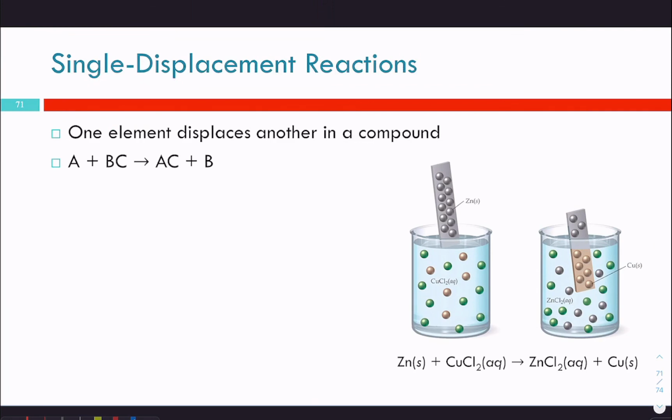Then for single displacement reaction, we'll talk about this a little bit more in terms of redox reactions. You have A plus BC. In this case, zinc plus copper chloride. And then you get AC plus B on the other side: zinc chloride and copper. You can use this in a process called electroplating.